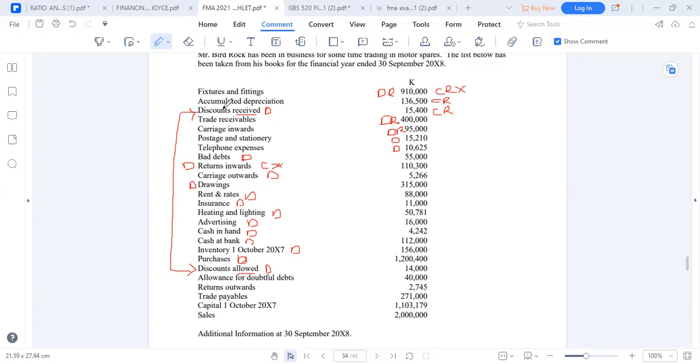No, she's not right. Discount allowed is an expense. We are losing out. So expenses are debited. It's a selling and distribution expense. But discount received is a revenue. We are being given some monies, so we are going to credit. That's why discount received is supposed to be credited. Then discount allowed we debit. Correct. What about allowance for doubtful debts?